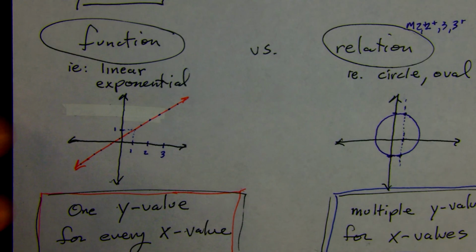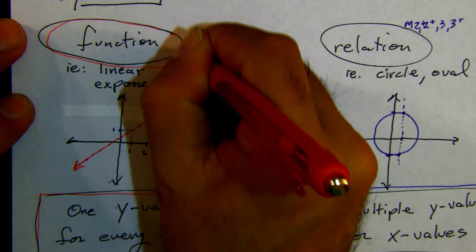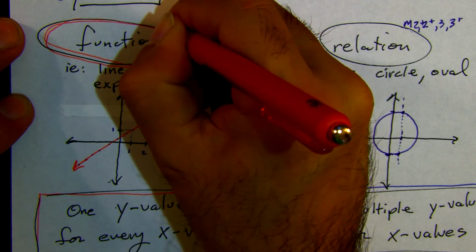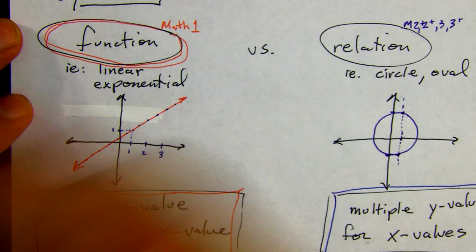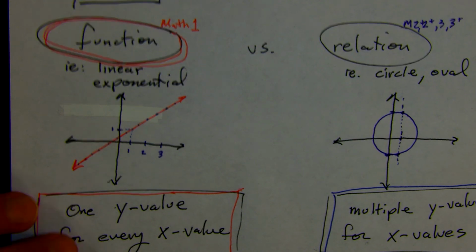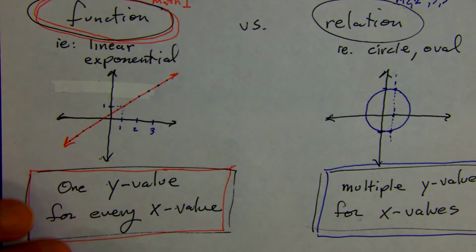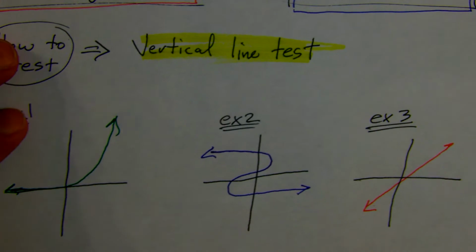This is what we're going to be dealing with, our functions. Okay, so this is the key. And I want you to just write, this is for math 1. Okay, we're mainly dealing with functions. Okay, but we still need to be able to tell if it's a function or not. Now the way that we're going to do that is our next key point here, how to test it.